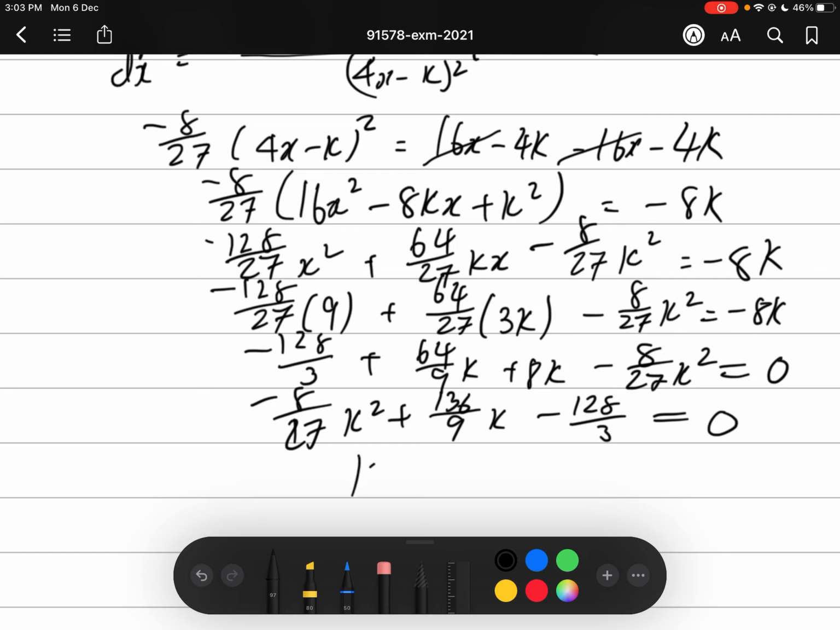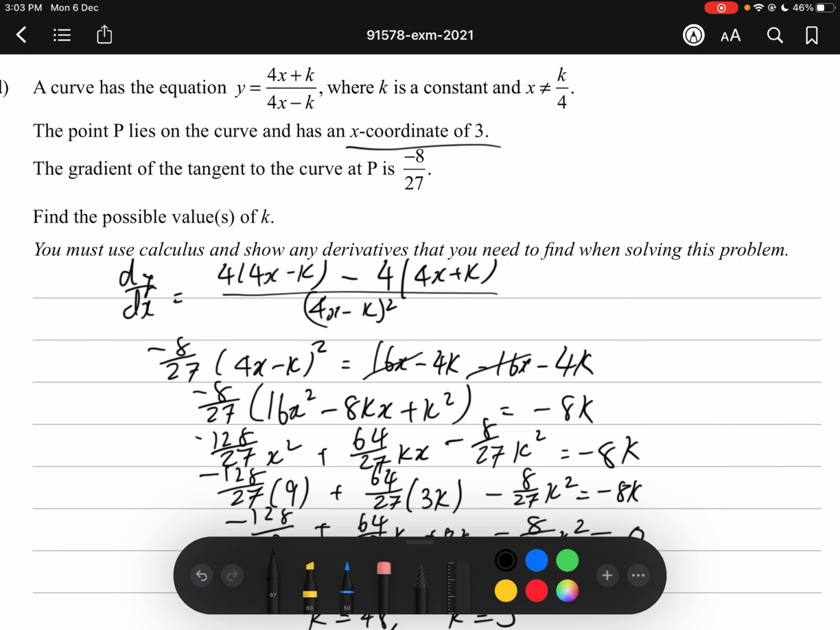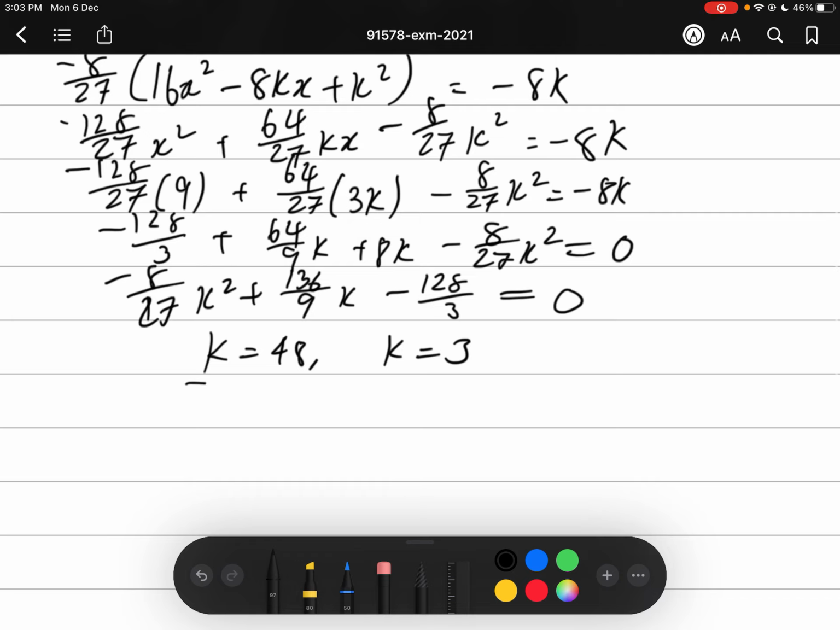And we should get that k equals 48 and k equals 3. And checking back, checking that k equals 3 is fine. Alright, so k equals 48 and k equals 3, and that's our final answer.